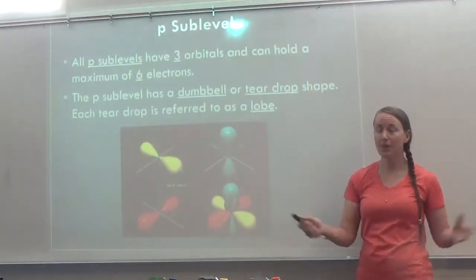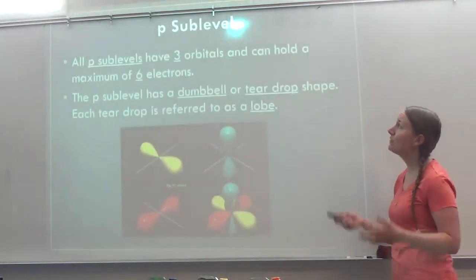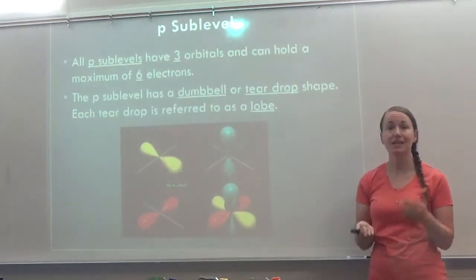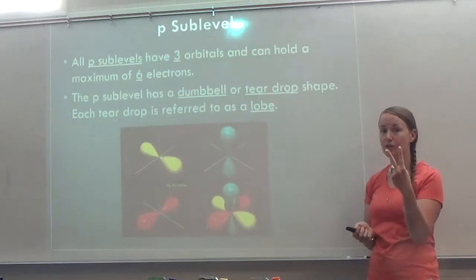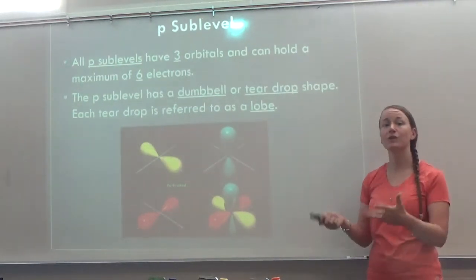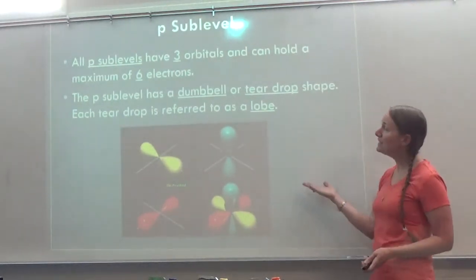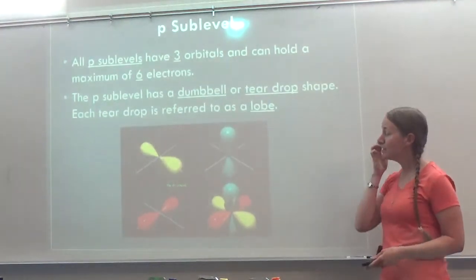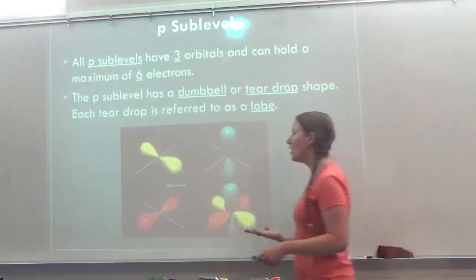So let's move on to p. All p sublevels have 3 orbitals and can hold a maximum of 6 electrons. Each orbital can hold 2 electrons, so if I have 3 orbitals, 3 times 2 is 6. The p sublevel has a dumbbell or teardrop shape. Each teardrop is referred to as a lobe.